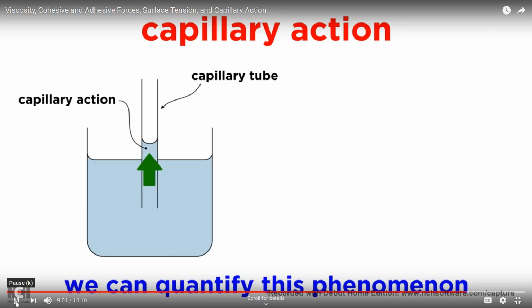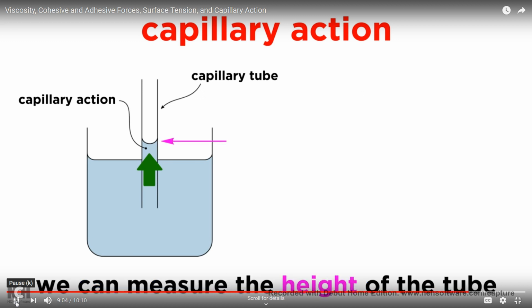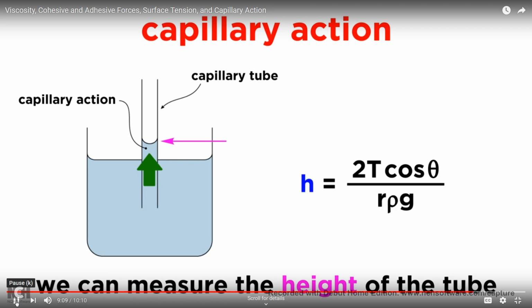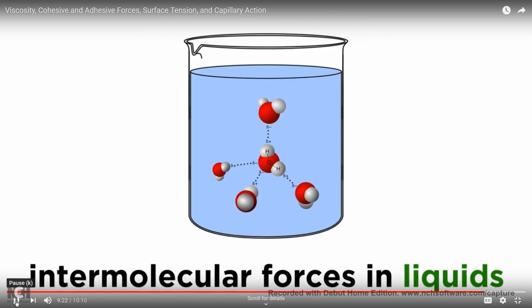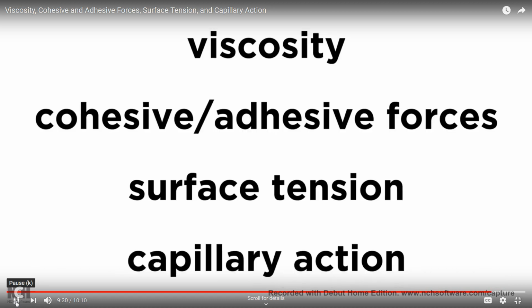We can quantify capillary action in a specific manner by seeing the height that the liquid will rise up to in a glass capillary tube, and this height will depend on the surface tension, the contact angle between the liquid and the tube, as well as the radius of the tube, the density of the liquid, and the acceleration due to gravity. So by applying the concept of intermolecular forces to liquids and their interface with a solid surface, we are able to elucidate the concepts of viscosity, cohesive and adhesive forces, surface tension, and capillary action.